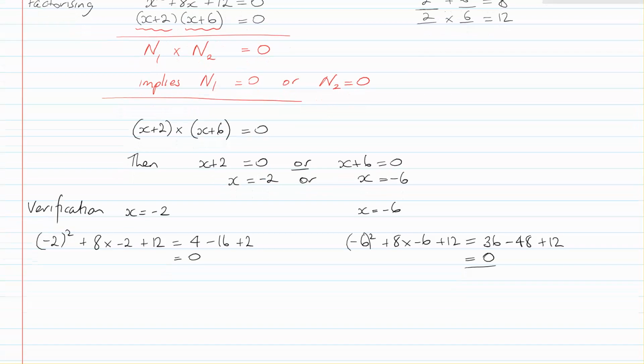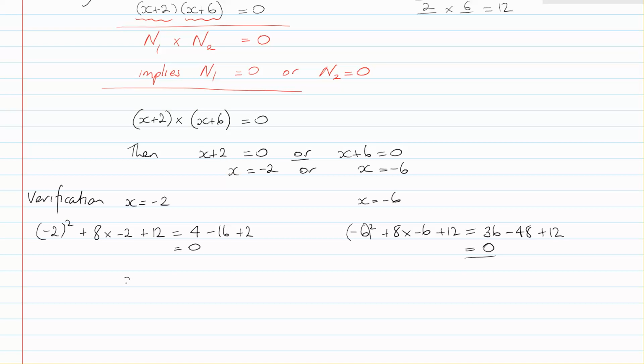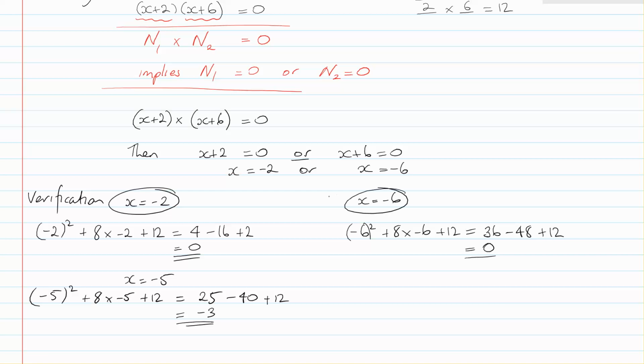Okay, but hold on a second, maybe just any number works. Let's try this. X equals negative 5. That gives me negative 5 squared plus 8 times negative 5 plus 12 equals 25 minus 40 plus 12. That equals negative 3. Doesn't equal 0. So I'm telling you now that these are the only two answers that work. X equals negative 2 or x equals negative 6.